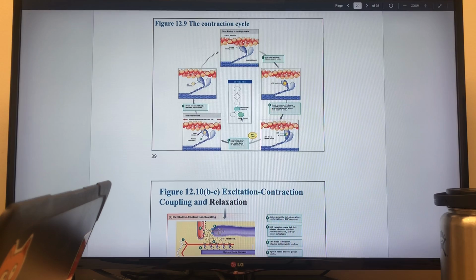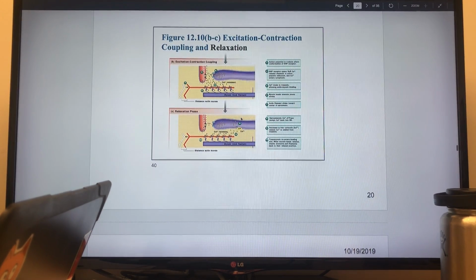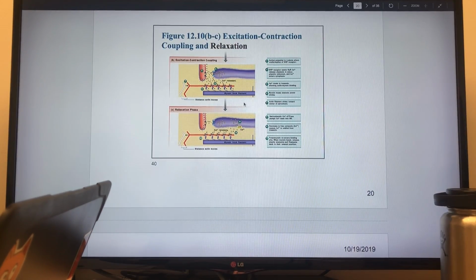Okay. And this is just relaxation. So now when you want to relax, what happens is you want all that calcium to go away because calcium is still producing the conformational change. So what you do is now you're using calcium ATPase and you're pumping all that released calcium right back into the sarcoplasmic reticulum. And in this phase, you're also using ATP.